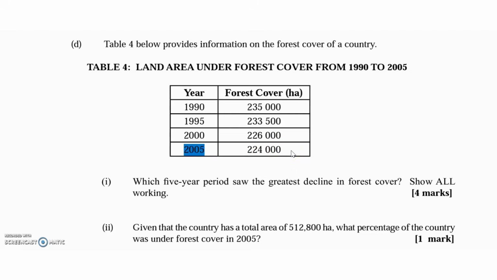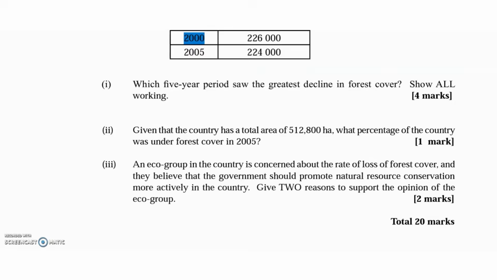So the 5-year period, you have to show the working, right? The 5-year period which showed the greatest decline in forest cover was in fact 1995 to the year 2000. All right, you have to show all working to get your marks. Let's go through quickly.